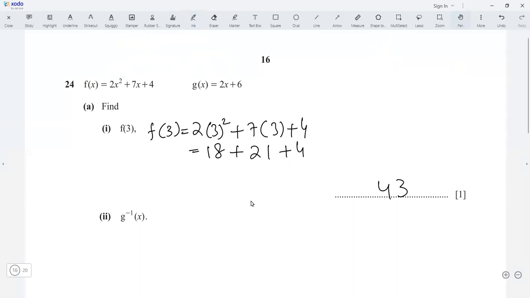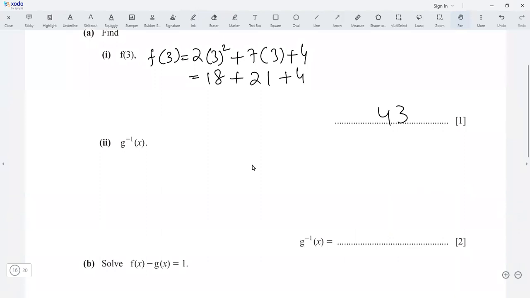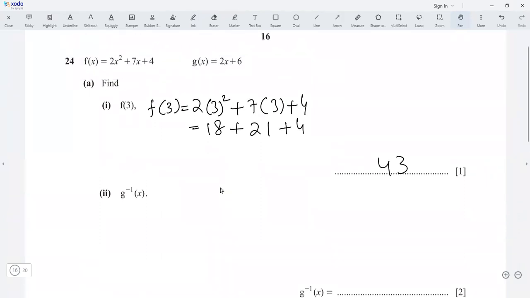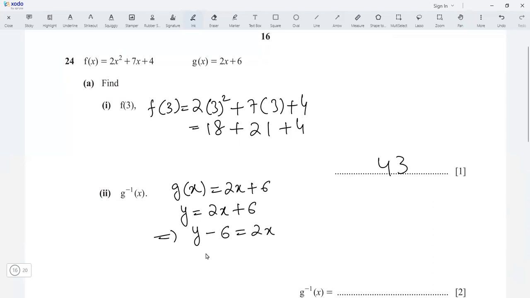Next question is g inverse. How to find the inverse? For finding the inverse, we have to write the function, that's g of x equals 2x plus 6. First step is writing g of x as y. That's equal to 2x plus 6. Next step is making x the subject, bringing 6 onto the left hand side. So y minus 6 equals 2x. 2 and x are multiplied, so 2 will be divided here. So it will be x. Then we can do the next step directly: replace x with g inverse of x.